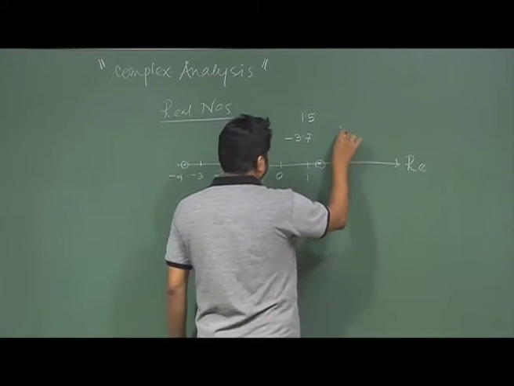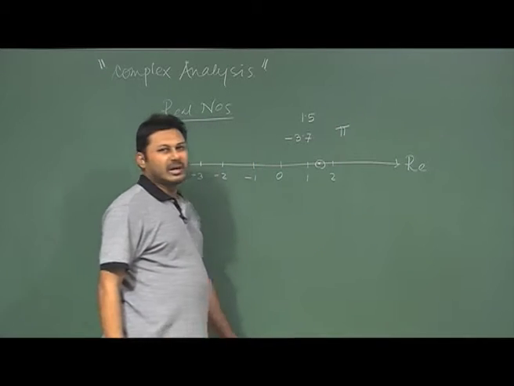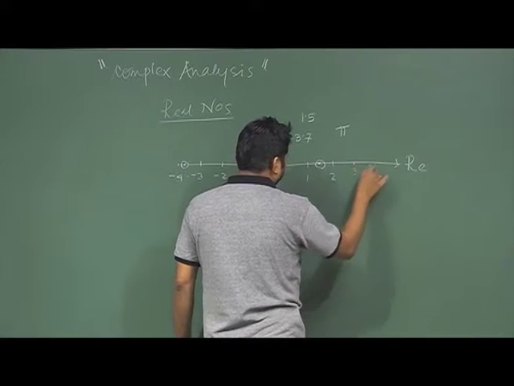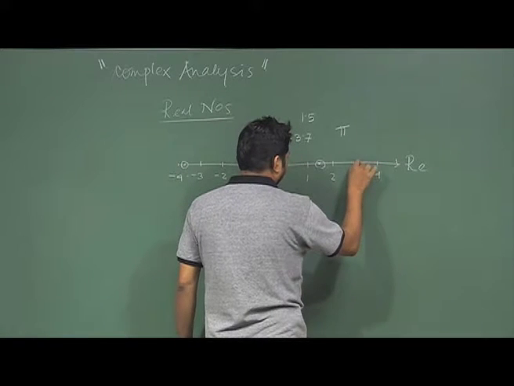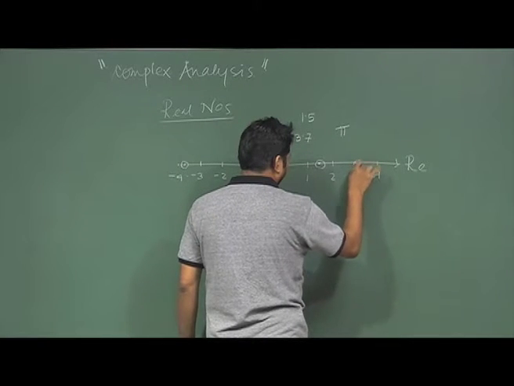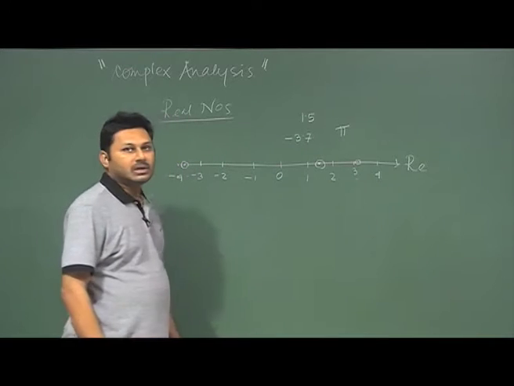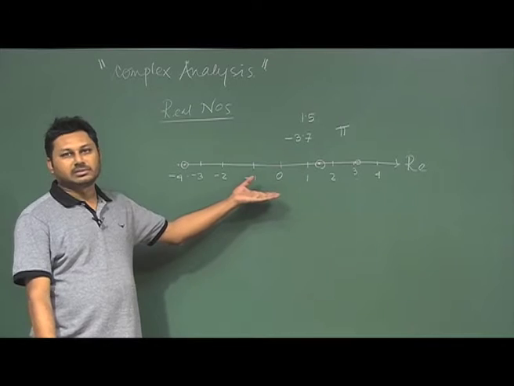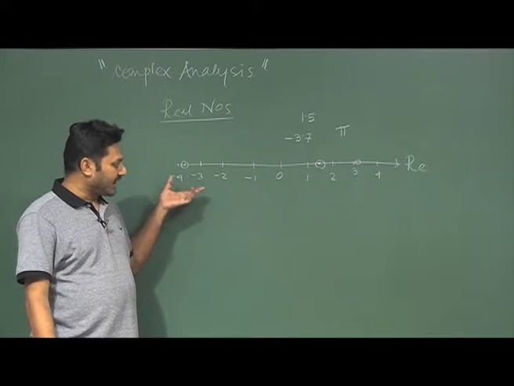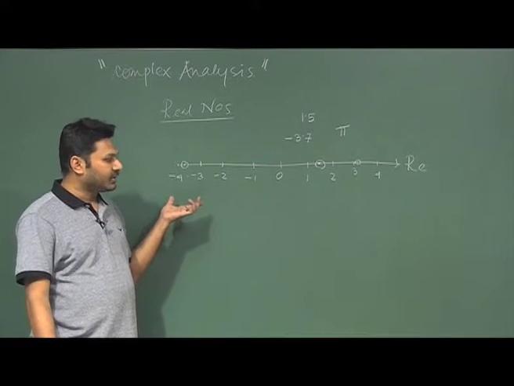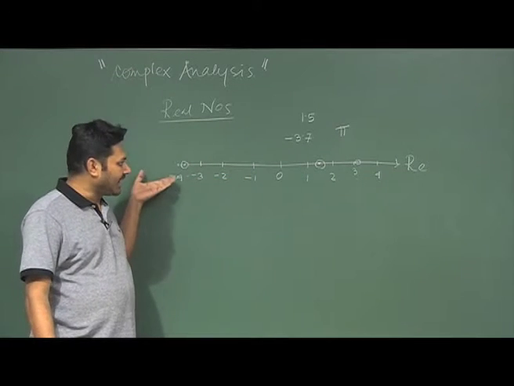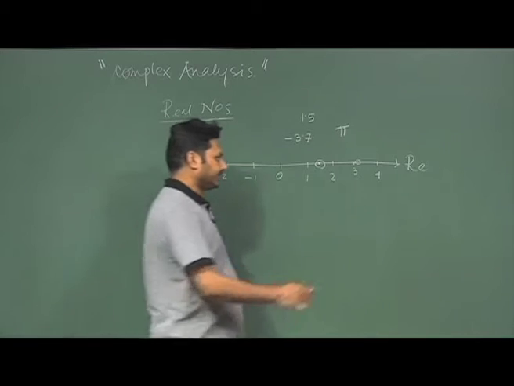Pi, which is approximately 3.14, will be placed somewhere very close to 3, but greater than 3, somewhere here. So the point is, whatever the number is, if it is real, rational or irrational, you can put this number on this real line. It is called the real axis.